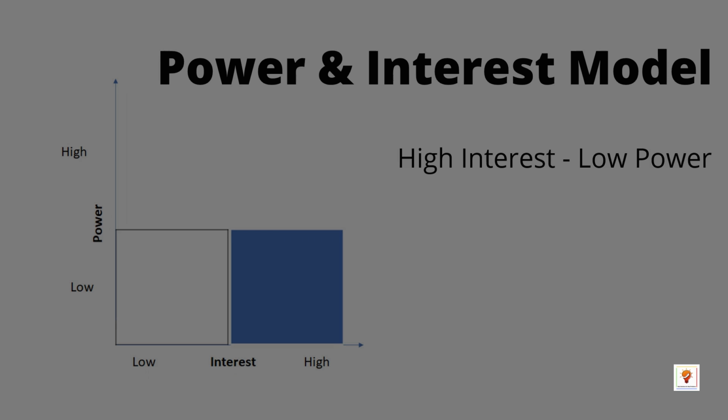High interest and low power. Here the stakeholders have high interest due to the possible inclination and usage but don't have much power to take decisions. Stakeholders that have a low degree of power but a high degree of interest are good to have around. It's less worth it to involve them actively, so just keep them updated every now and then.